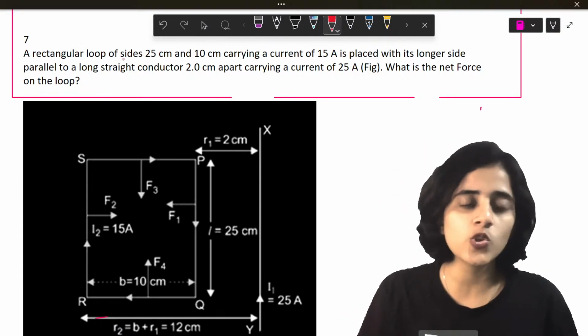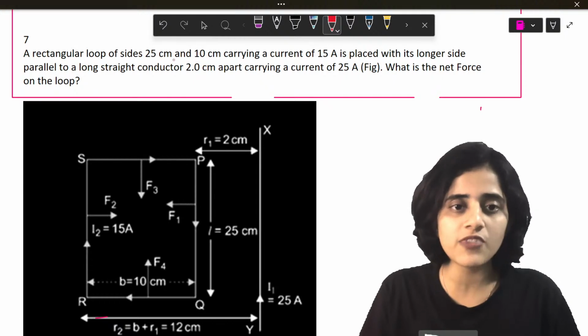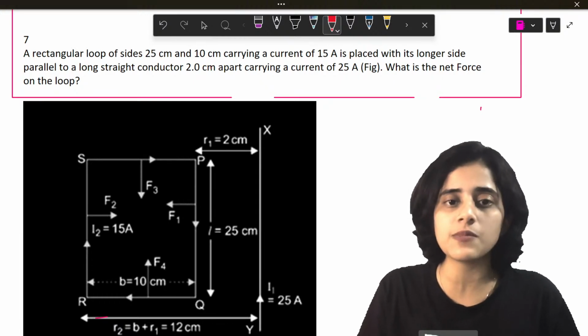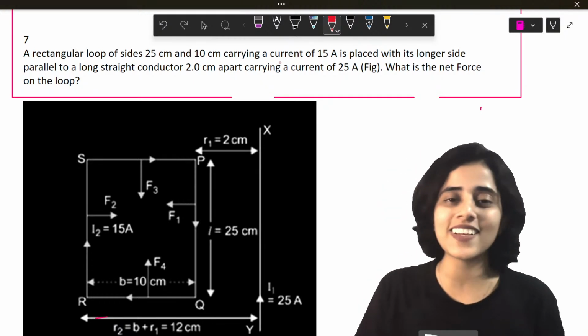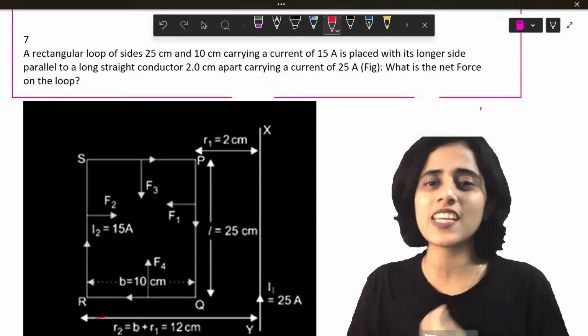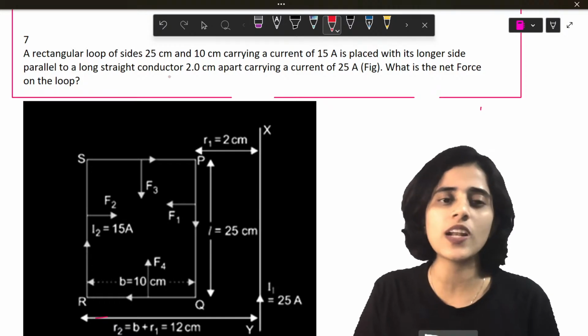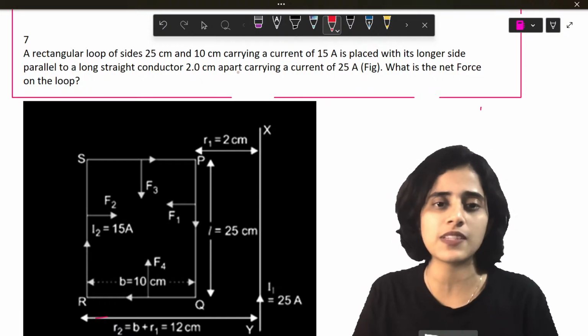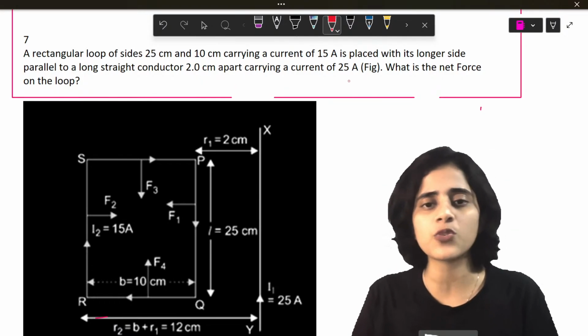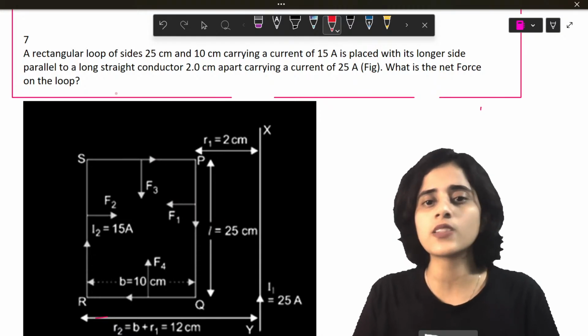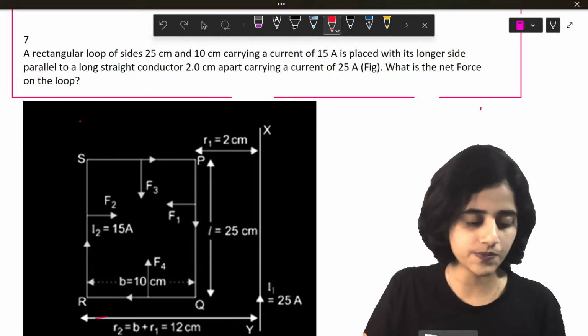A current loop of sides 25 centimeter and 10 centimeter, carrying a current of 15 amps, is placed with its longer side parallel to a long straight conductor 2 centimeter apart, carrying a current of 25 amps. What is the net force on the loop?